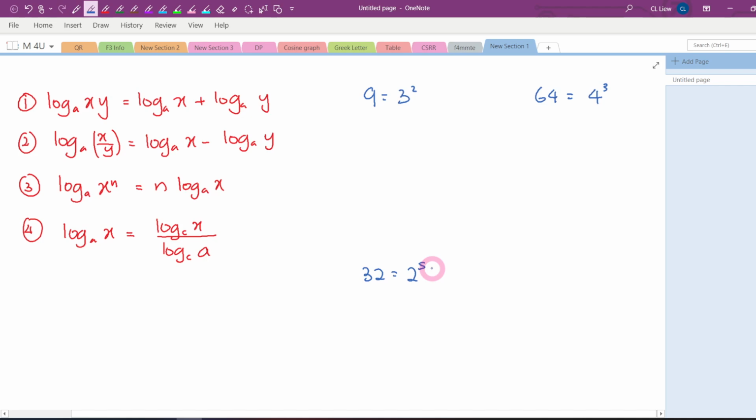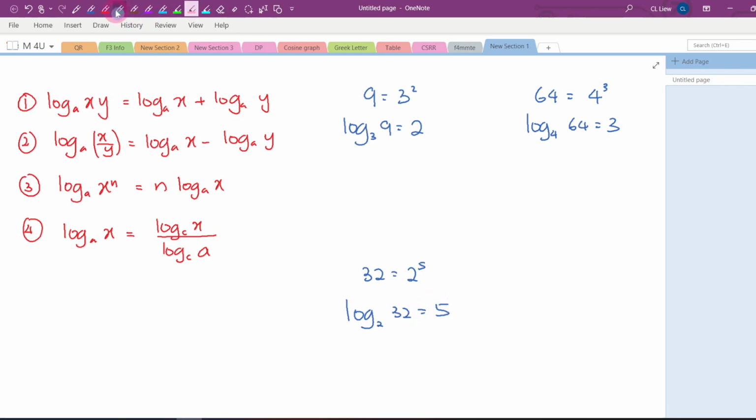If I want to change to logarithmic form, then it will be log base 3 of 9 is equal to 2. Log base 4 of 64 is equal to 3. And log base 2 of 32 is equal to 5, right?